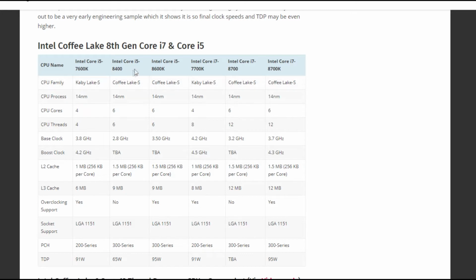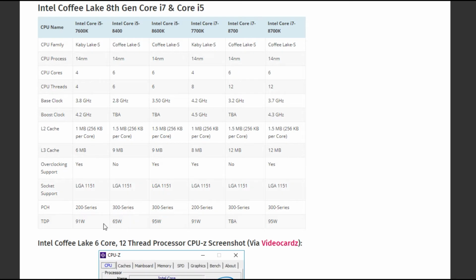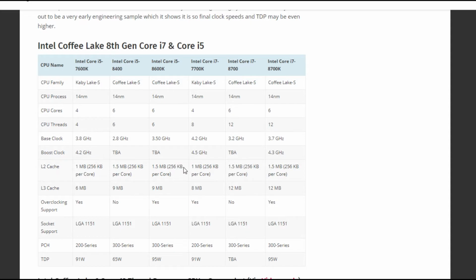So we have the i5-8400 with 6 cores and 6 threads at 2.8 GHz, and it's not going to be overclockable, but it's going to be rated with a TDP of 65 watts. And then we have the i5-8600K, which is going to be the overclockable SKU with 6 cores and 6 threads at 3.5 GHz, and it's going to overclock at around 4 GHz stable at 95 watts.